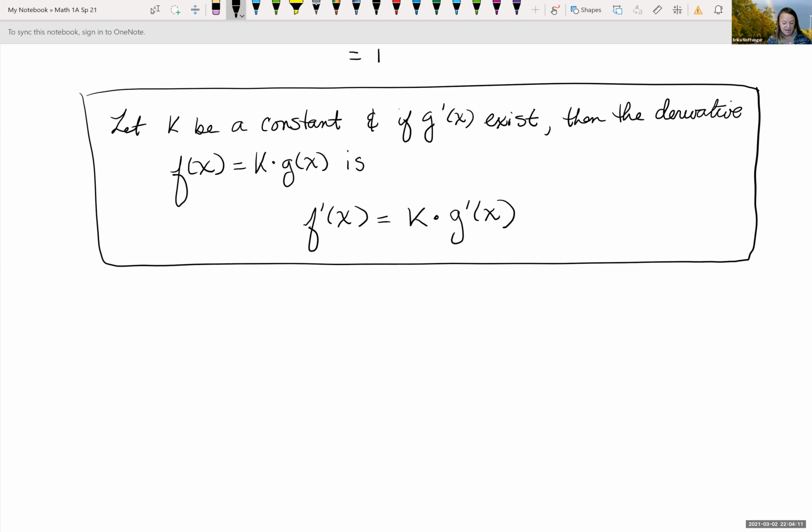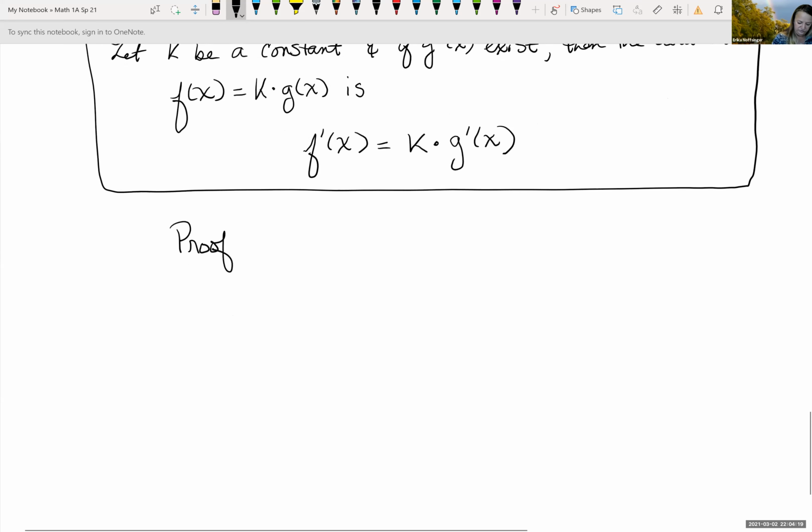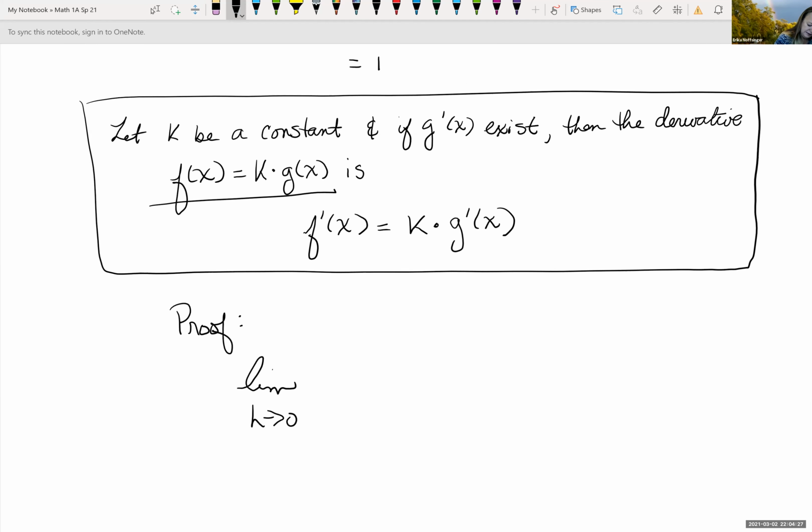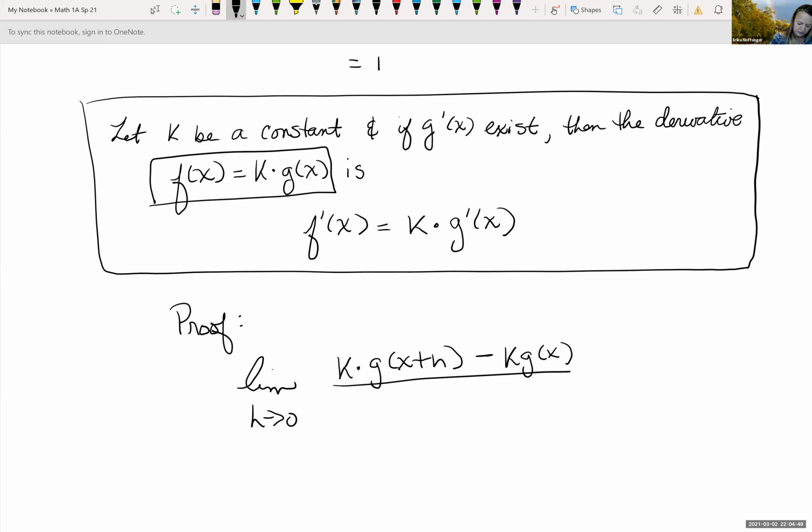Which made sense. We did the same thing, remember, when we had limits, and we could go through and prove this really fast. This one, if we look at the limit as h goes to 0 of f of x plus h, that would be k times g of x plus h minus the derivative of f of x, which is k g of x, all over h.